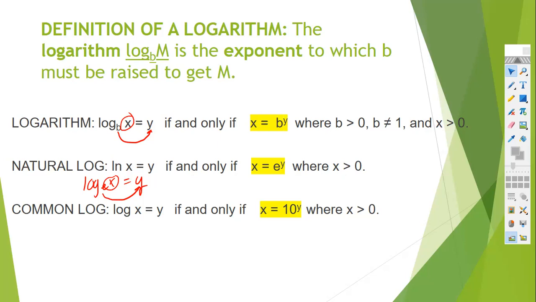So log x equals y, x equals e to the y, on the natural log. It will be e to the y. All right, common log. Common log means that you have an invisible base, and that invisible base equals 10. So when you write it as an exponential, it becomes 10 to the y, because there's an invisible 10. You're saying 10 to what power equals x? So it will be 10 to the y.